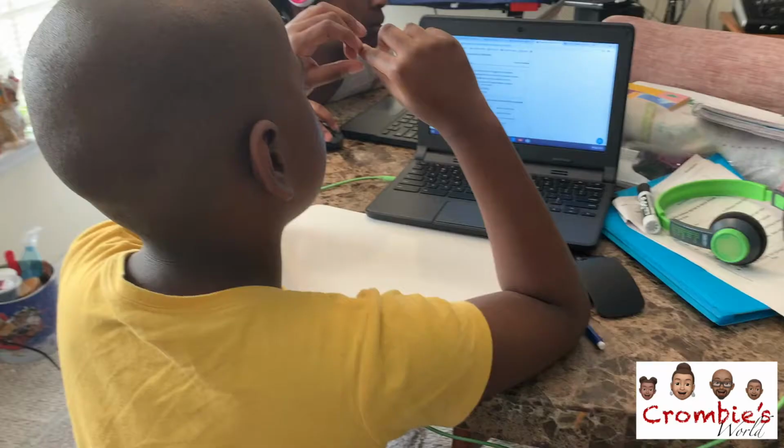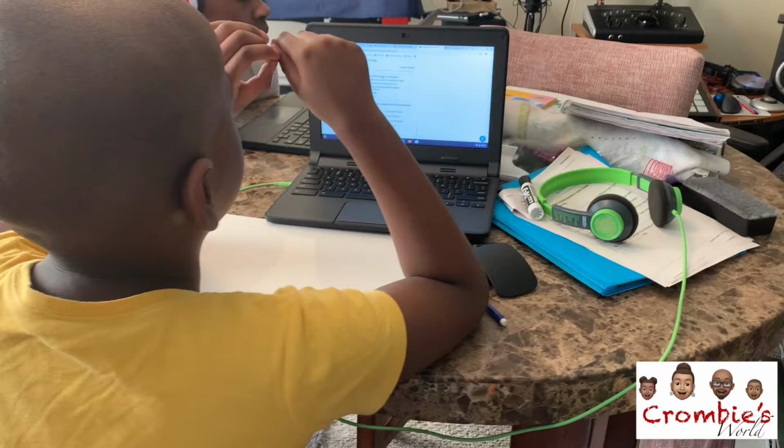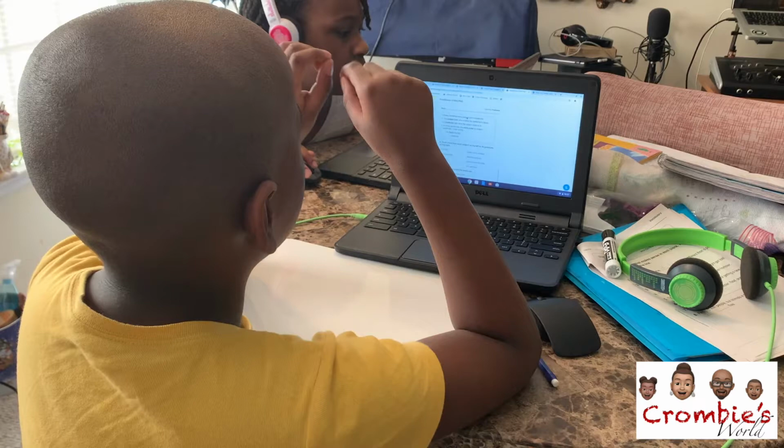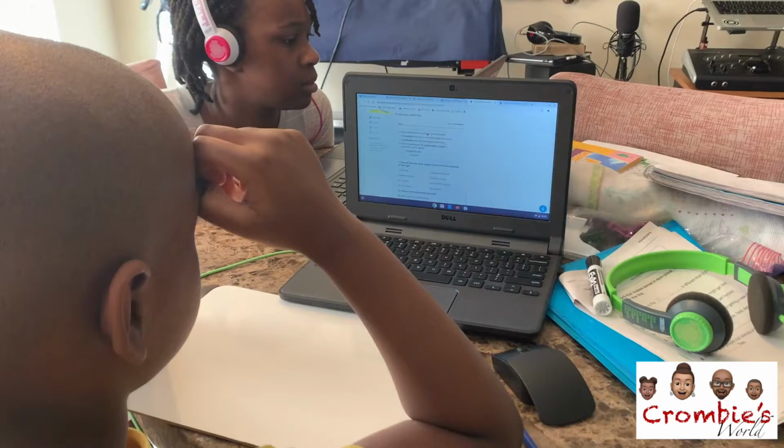A predicate. Why is feeding the animals a predicate? Because it tells what the children are doing. That is correct. That is perfect. Okay, scroll down a little bit to see about Jake.